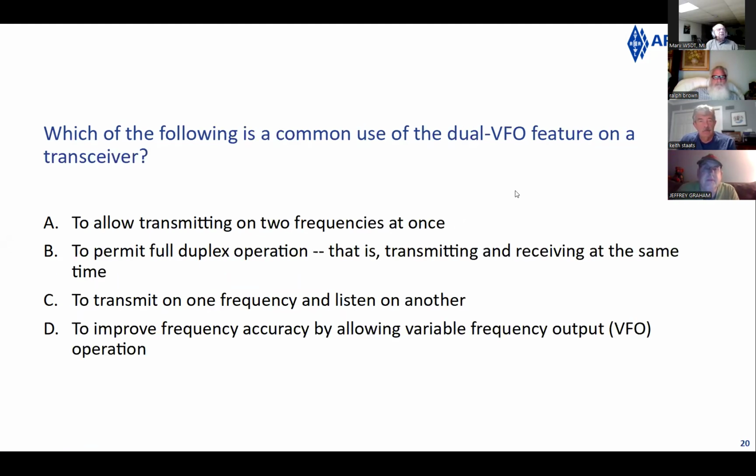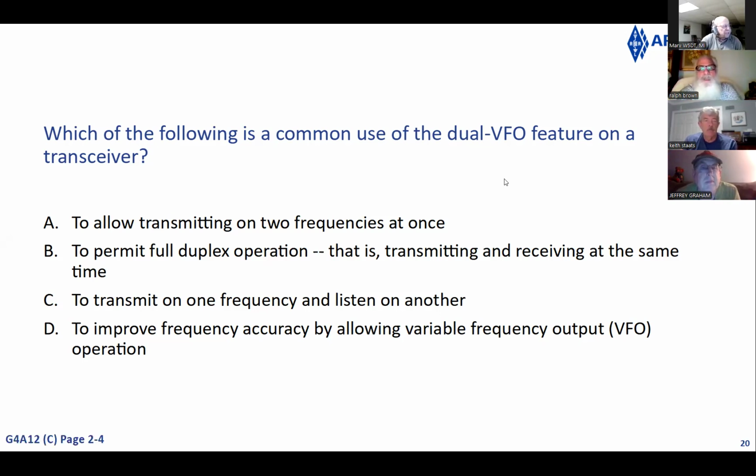Which of the following is the common use of the dual VFO feature on a transceiver? To allow transmitting on 2 frequencies at once, to permit full duplex operation, transmitting and receiving at the same time, to transmit on 1 frequency and listen on another, to improve frequency accuracy by allowing variable frequency output, VFO operation. D.